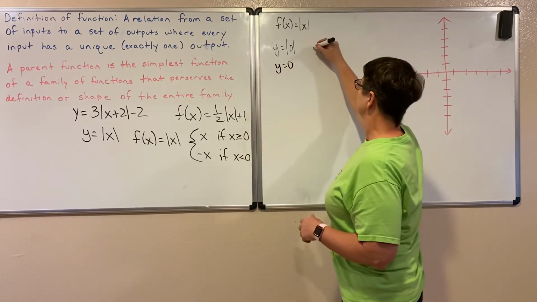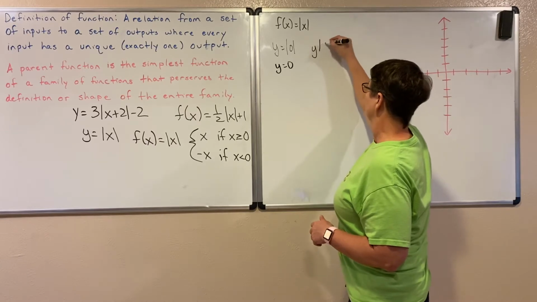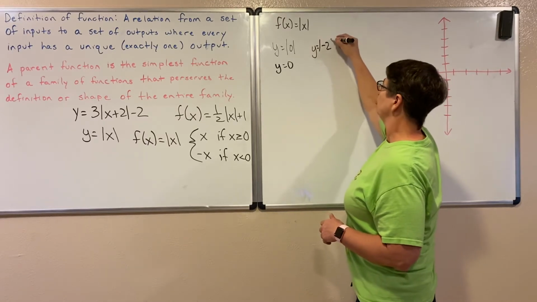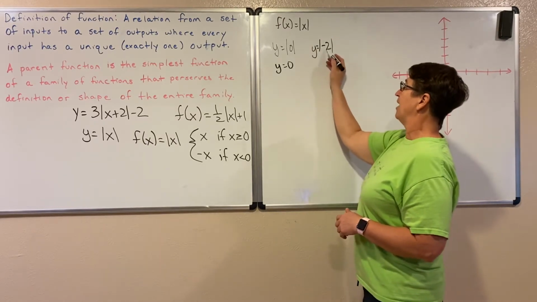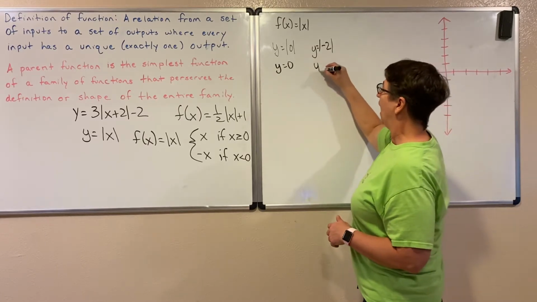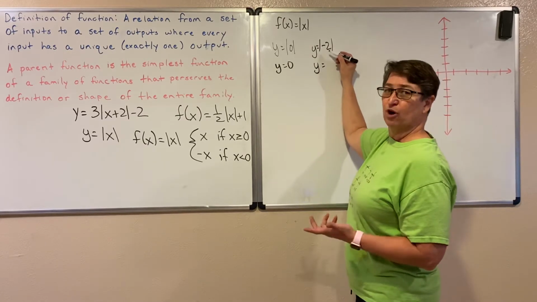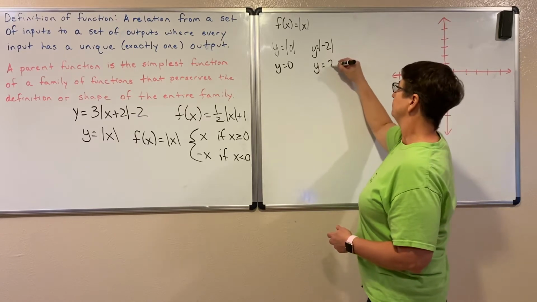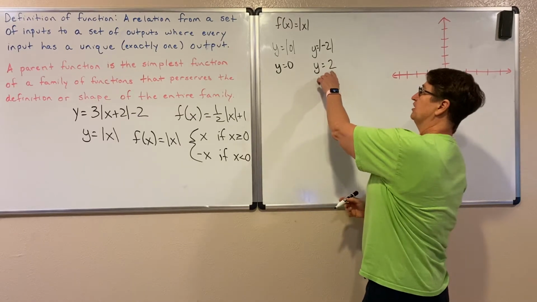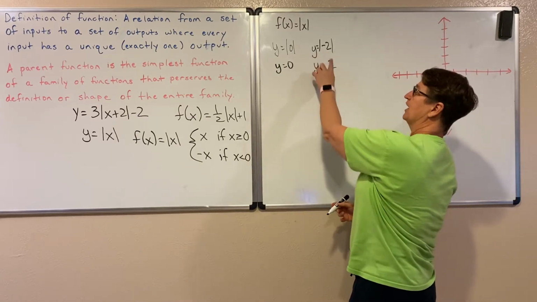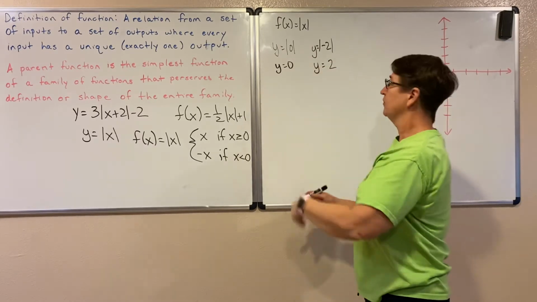What about if I put in, say, a negative number, like -2? So if my x equals -2, then how far away is -2 from 0? Well, it's 2 units to the left, usually. Good, so it's 2 units. So if I put in -2 for x, I get out 2 for y.